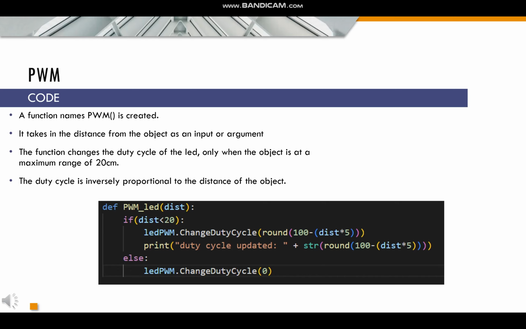Moving on, a function named PWM is created. It takes in the distance from the object as an input or argument. The function changes the duty cycle of the LED only when the object is at a maximum range of 20 cm. Duty cycle is inversely proportional to the distance of the object.